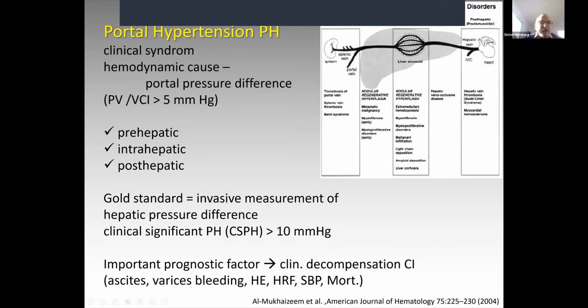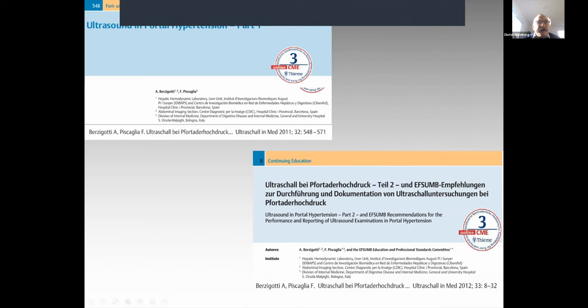And remember what you learned in your studies about the causes and the types of portal hypertension. We have a prehepatic type of obstruction, intrahepatic obstruction, and posthepatic causes of portal hypertension. And that is very important. You can learn about that if you look in ultrasound. Imagine the European journal, and also we have seen already some papers from Berzigotti and others from Bologna. They also published about portal hypertension in our journal.